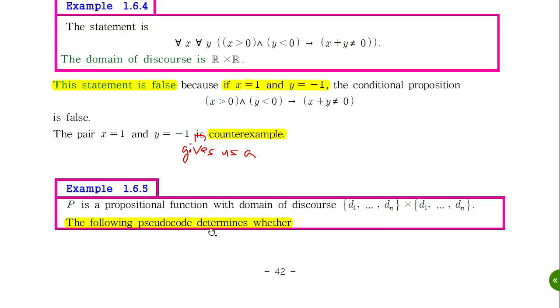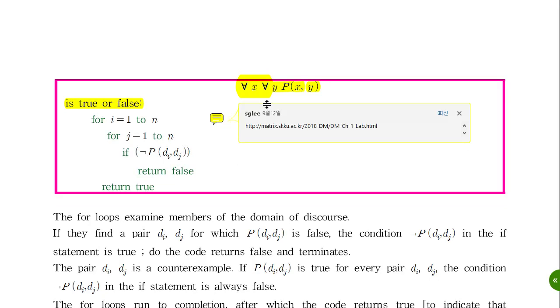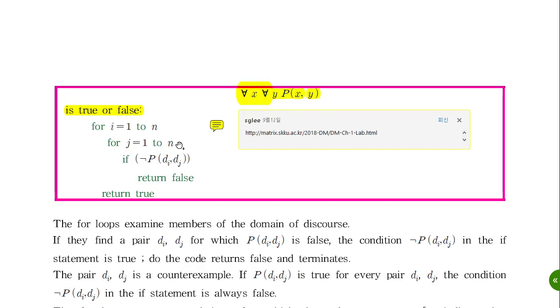The following pseudo-code determines whether this is true or false. We are using two subroutines to check all the cases.